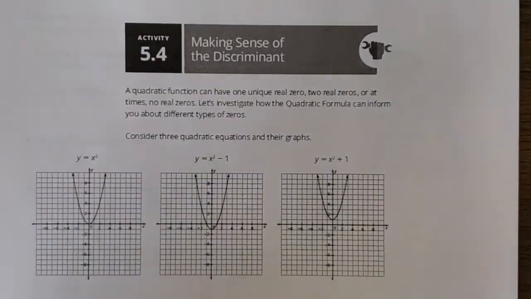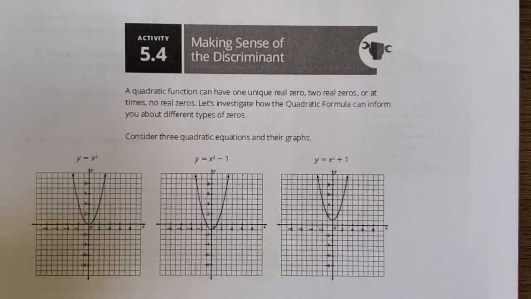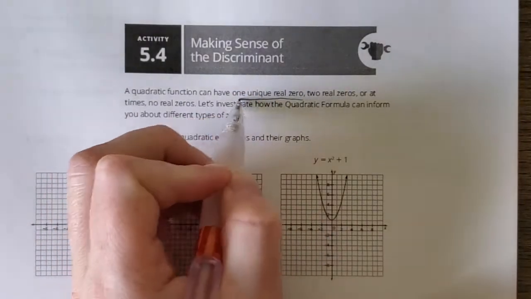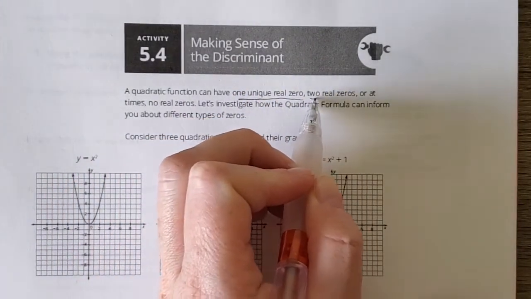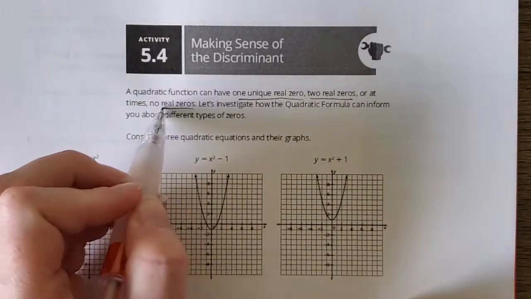Okay, so activity 5.4, making sense of the discriminant. A quadratic function can have one unique real zero, two real zeros, or at times no real zeros. So this relates to the lesson yesterday. So there's three choices: one unique real zero, two real zeros, or no real zeros.